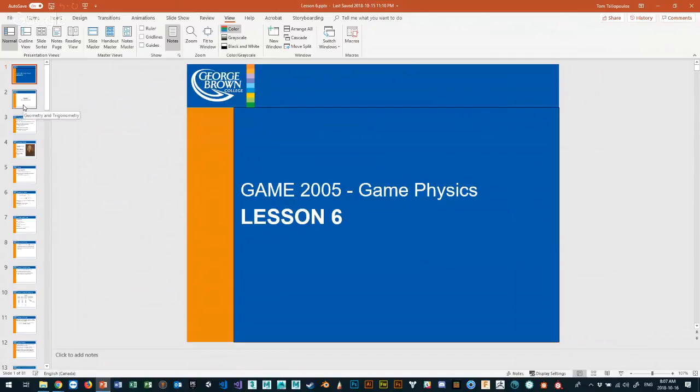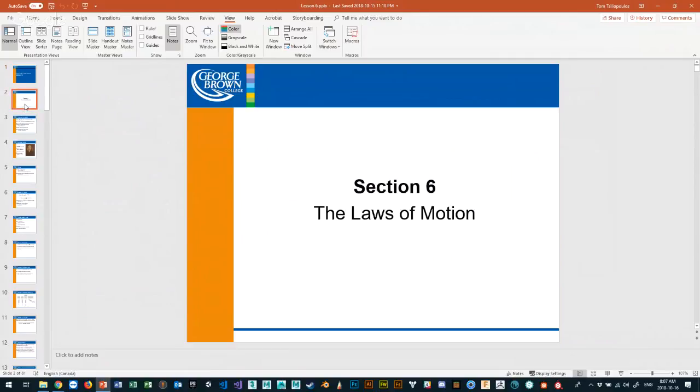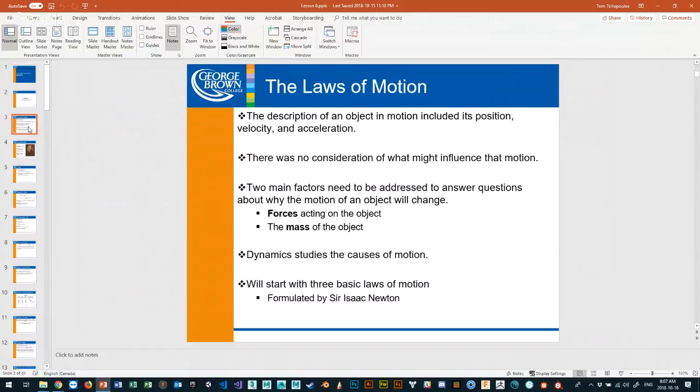Let me get right into it because we have no time and lots of stuff to cover as always. So we're talking about the laws of motion this time around, and this is kind of the meat and bones of everything we do in physics.